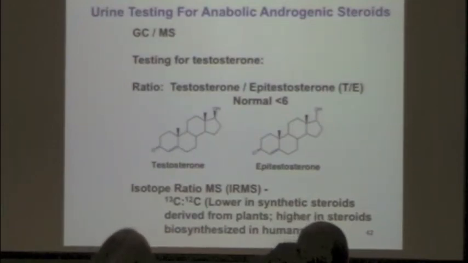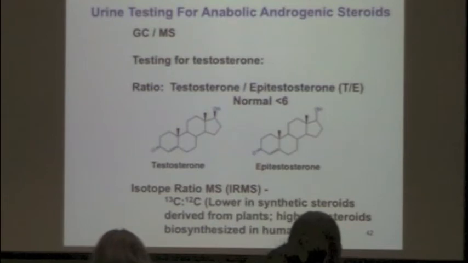Well, urine testing for anabolic steroids, as we said, the standard is pretty much, well, I have up there GC mass spec, but a lot of it now is done with liquid chromatography mass spec because it's even more sensitive. Testing for testosterone, the ratio of testosterone to epitestosterone is important. Epitestosterone is made by a pathway different from the pathway that leads to testosterone.